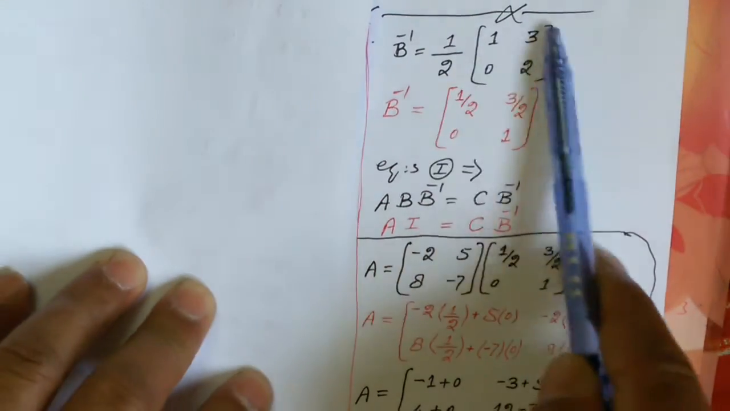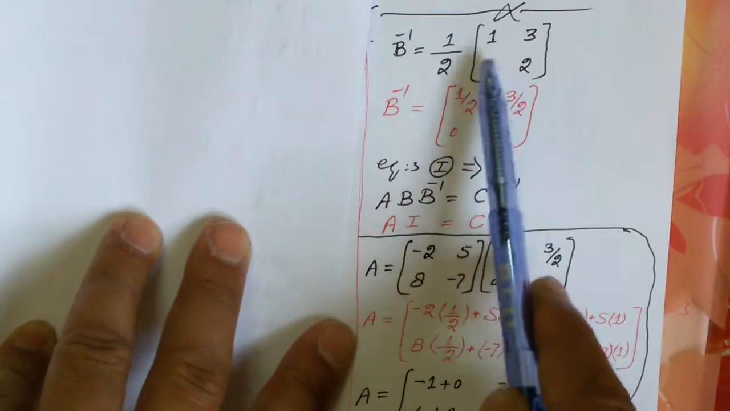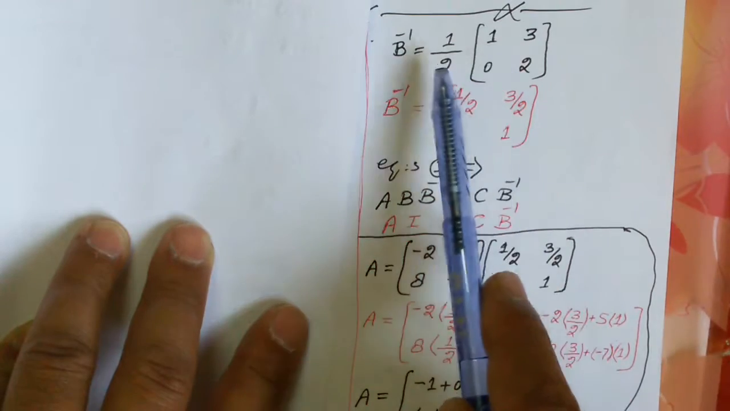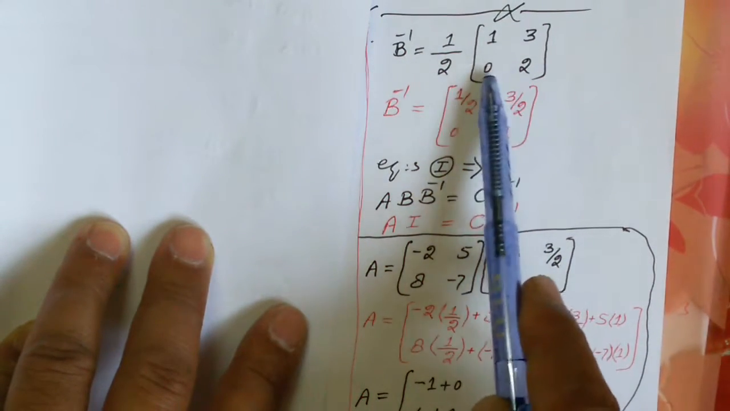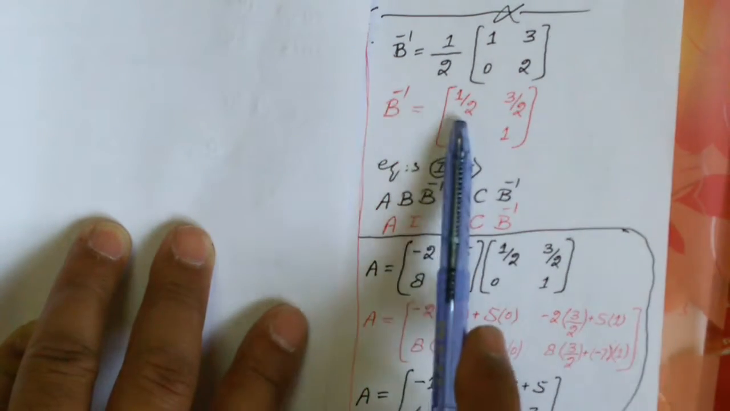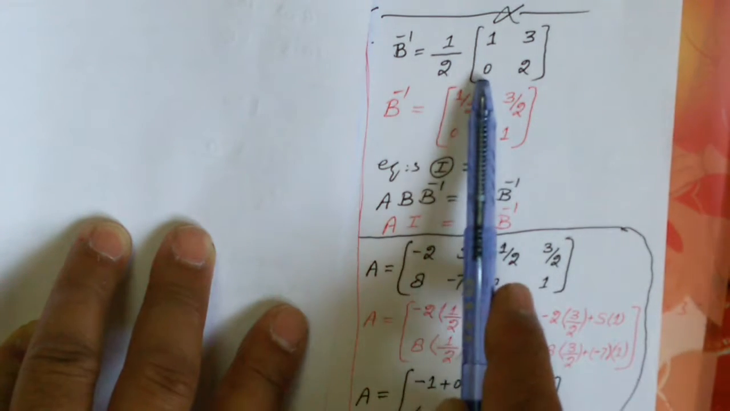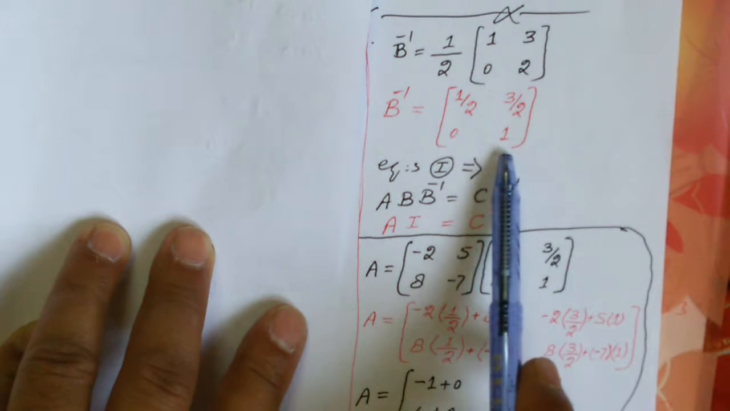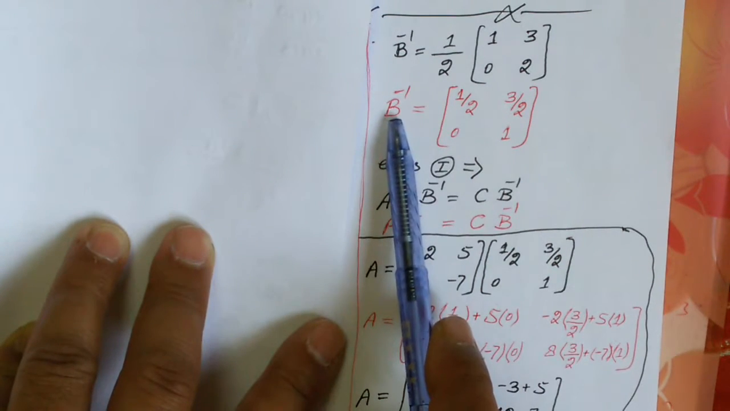This is a matrix and this is a scalar, and the scalar multiplication of a matrix is a matrix. When we multiply a matrix by a scalar, we multiply each element of the matrix by that scalar. 1 multiplied by 1 over 2 is equal to 1 over 2. 3 multiplied by 1 over 2 is equal to 3 divided by 2. 0 multiplied by 1 over 2 is equal to 0. 2 multiplied by 1 over 2 is equal to 1. This matrix is equal to the inverse of the matrix B.